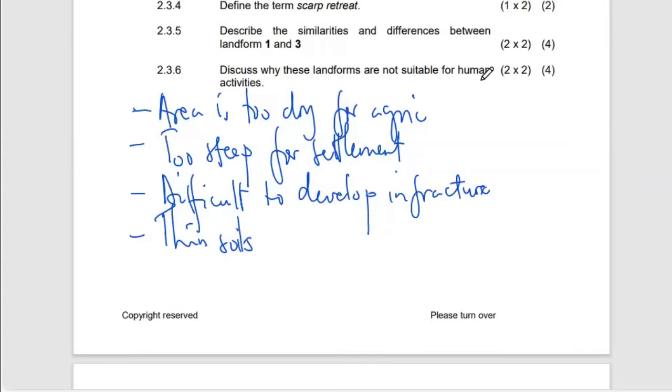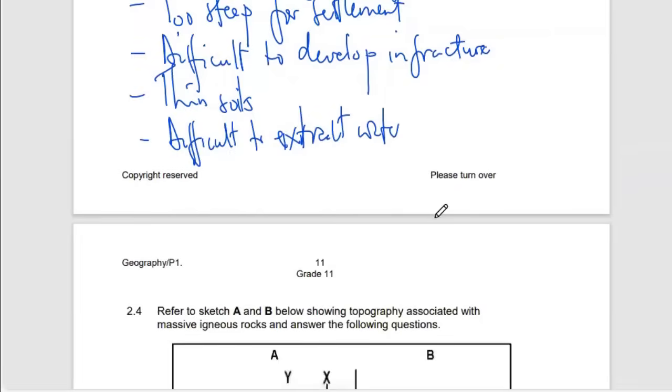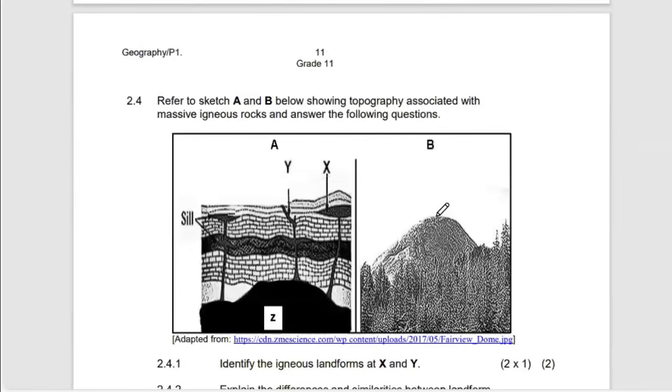Those are some of the reasons that you can highlight. We are not limiting to only those. There are other reasons that you might highlight. Like it's also difficult to extract water, for example, in those areas. In those steep sloping areas, you find water deep down in the valley. And if you are settling on the upper part of the valley, it's very difficult for you to access and extract water for that reason.